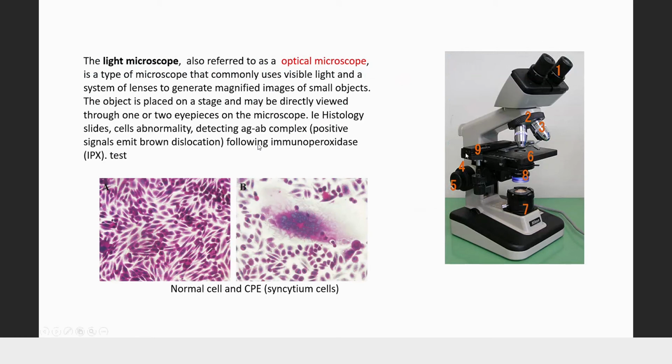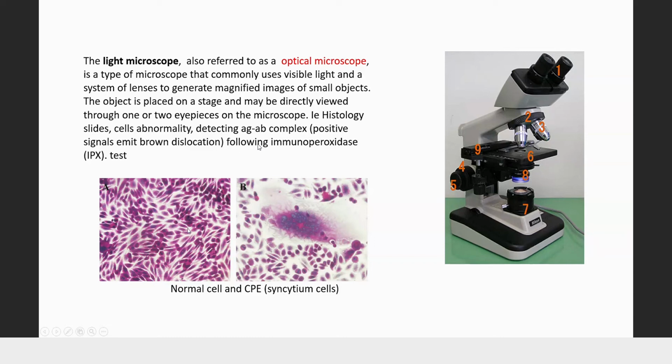This is very common. This is what we call a light microscope. The light microscope is also referred to as an optical microscope. It is a type of microscope that commonly uses visible light and lenses to generate magnified images. You can see this type of sample stained with H&E. That's why you can see them; otherwise, they are colorless. H&E is hematoxylin and eosin.